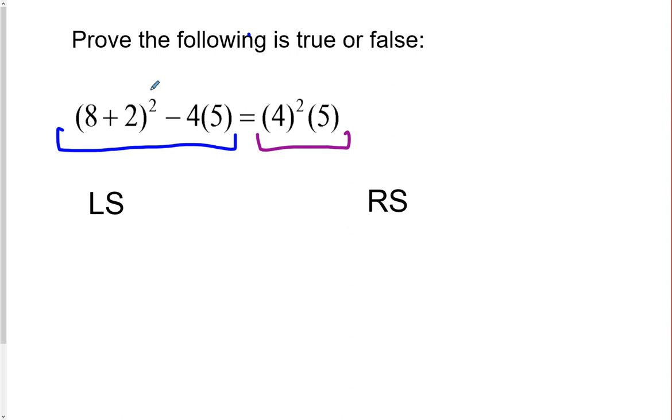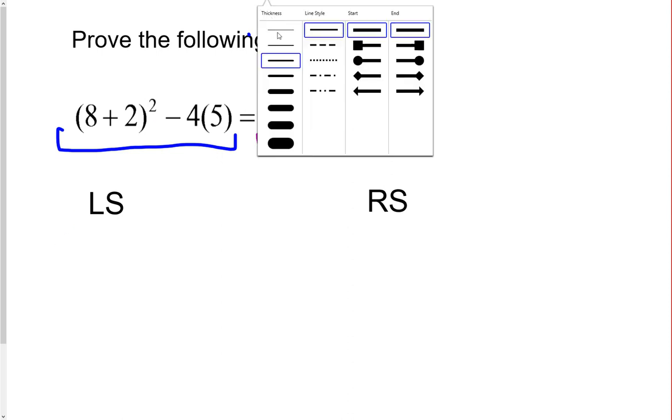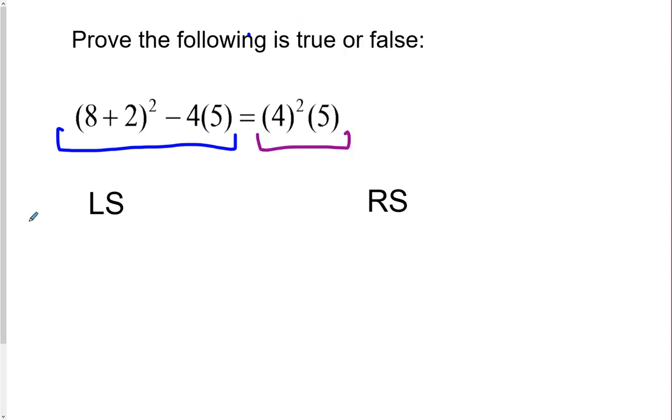Okay, so we've got to see if these are the same. It says they're equal. Let's try and prove that they're equal. So I'm going to work with the left side and the right side. Let's start by working with the left side. So I'm going to say, okay, left side has got 8 plus 2 squared minus 4 times 5.